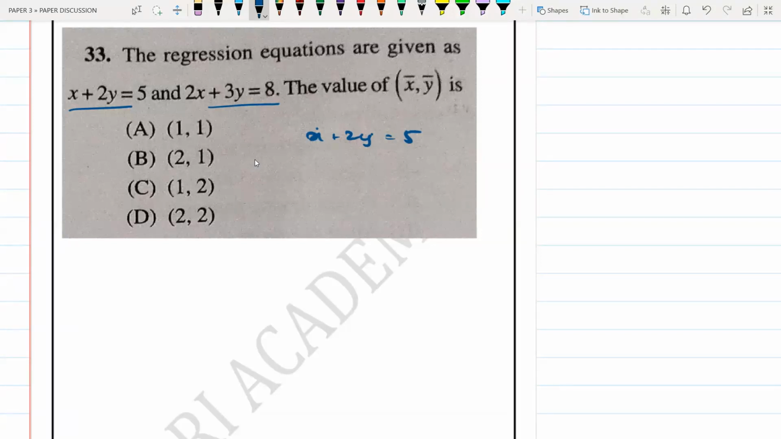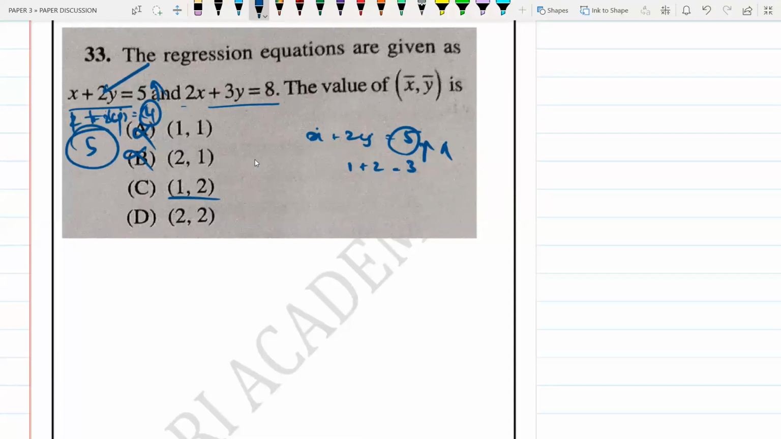Two ones are 2, so 1 plus 2 equals only 3, not equal to 5. That's not my answer. 2 into 1 equal to 4 only, never will I get 5. So A is not my answer, B is not my answer. I will go with option C. 1, and 2 into 2 is 4, so 1 plus 4 is equal to 5.